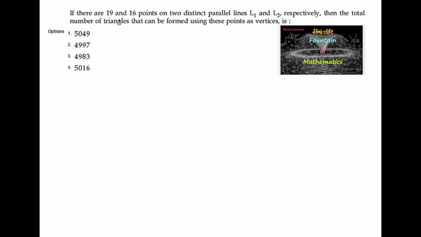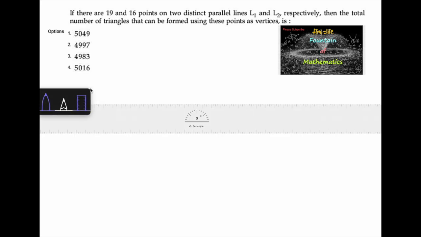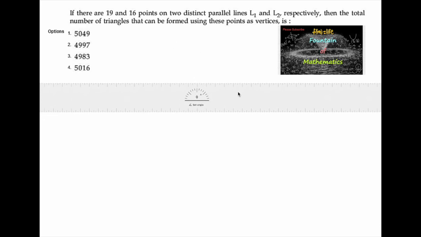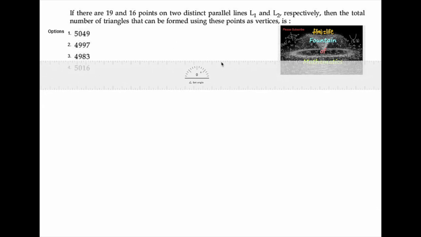Given that there are 19 and 16 points on two distinct parallel lines, L1 and L2 respectively, we need to find the number of triangles that can be formed using these points as vertices. Let us consider two parallel lines.